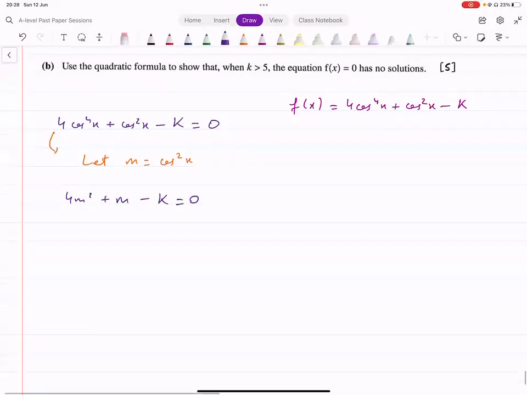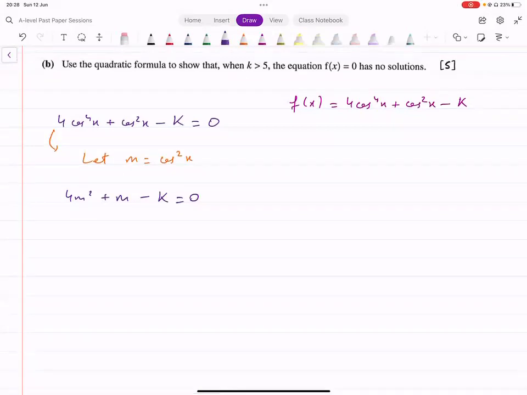Okay, now let's use the quadratic formula on this, because we can't really factorize. We don't know what the value of k is, so factorization is not possible. Let's use the quadratic formula as they have suggested. Minus b, so that's minus 1. Let me actually write a, b, c here as well for clarity.